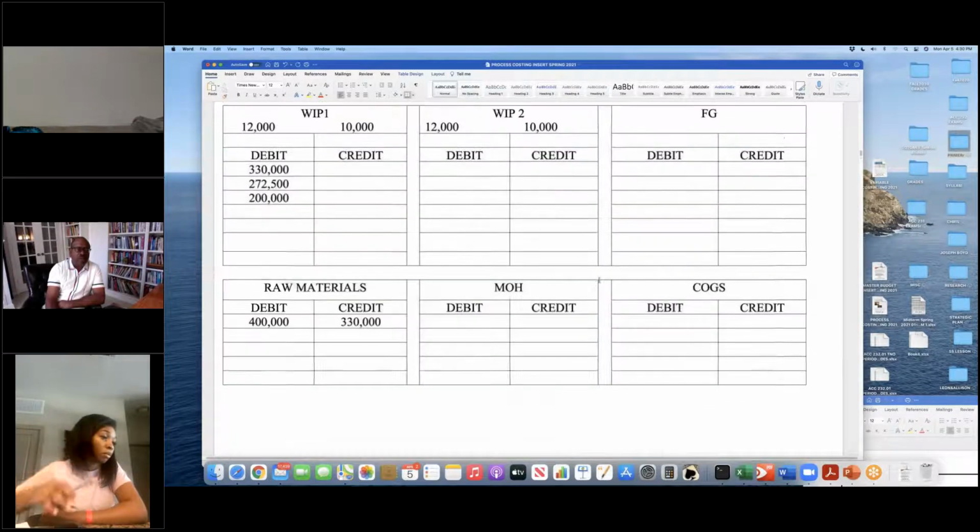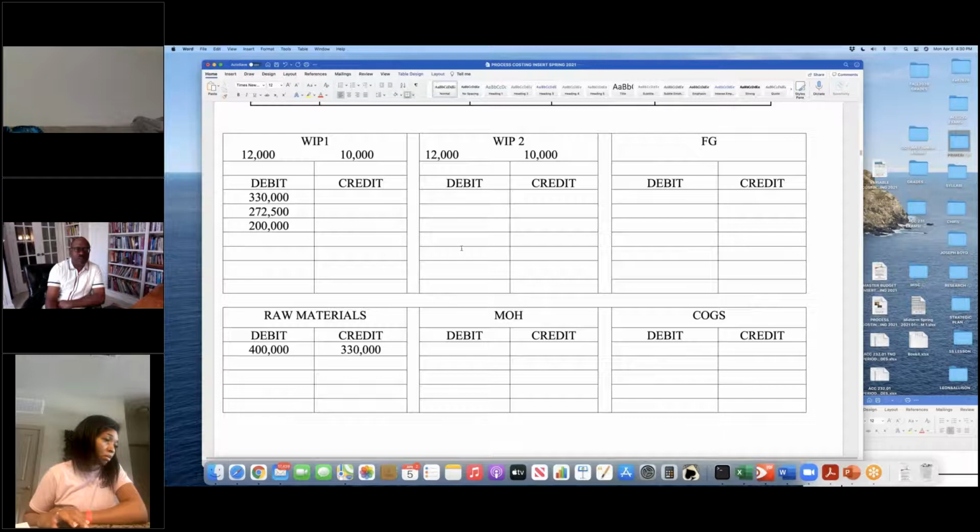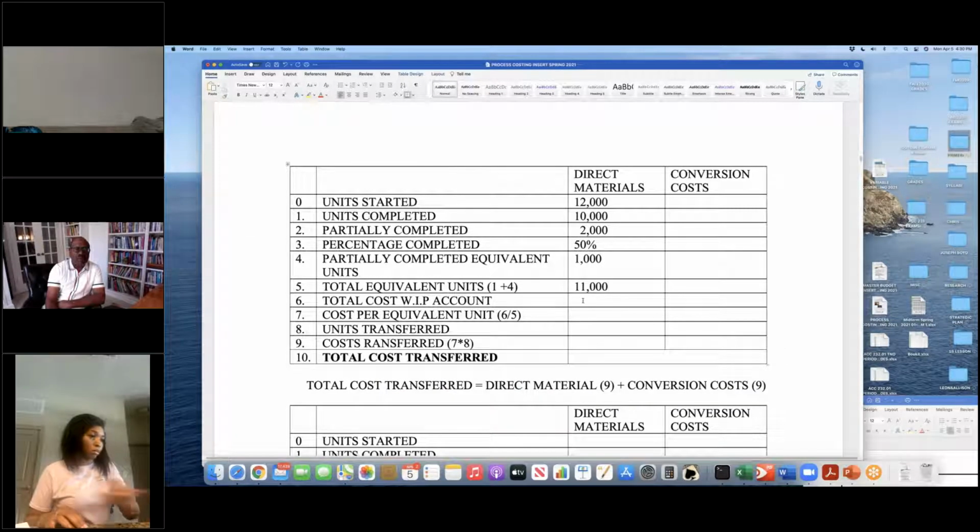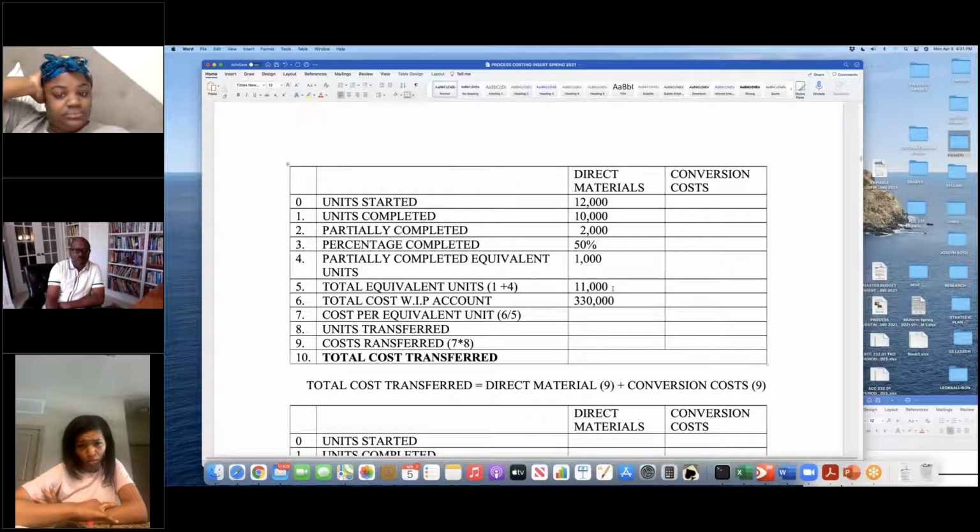And we said the cost of the raw materials is 330. So we're going to get a cost for equivalent units, just like we did in another situation. If the total cost is $330,000 and the equivalent units are 11,000, what's our cost per equivalent unit? All you've got to do is divide 330,000 by 11. That's 30.